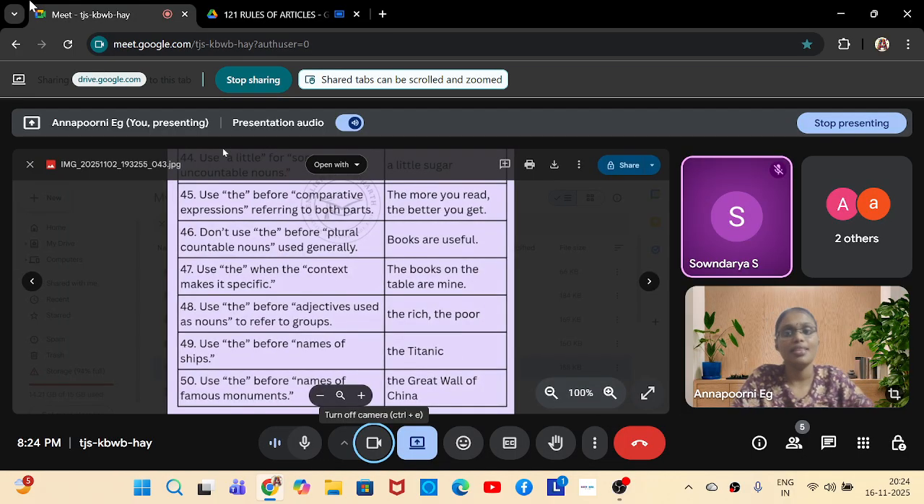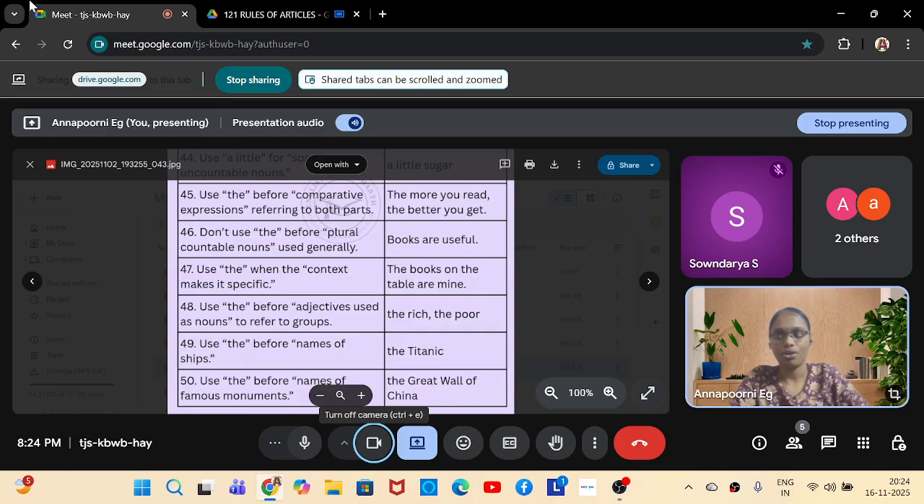The. So then I can say the peacocks in the garden are beautiful, or the roses in my garden are red, fresh. Likewise, even if they are plural nouns, only if you want to say something specific about them, you can use the, otherwise there is no need to use the.